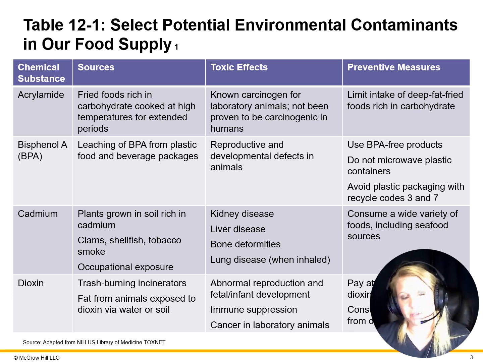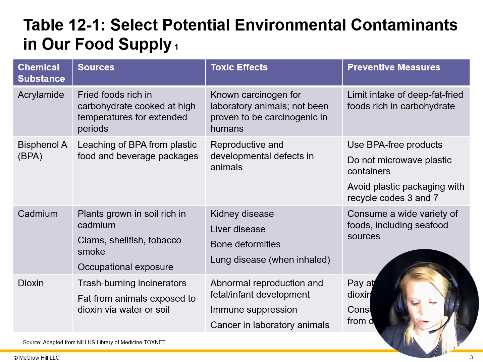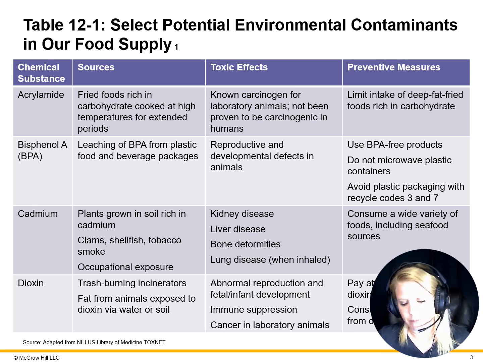So what do we do in order to prevent this? You see on the far right hand side, it says limit your intake of deep fat fried foods, especially those that are rich in carbohydrates, because it happens to be both the fat and that carbohydrate that come together at a high temperature for a longer period of time during deep frying that creates acrylamide. And so I want you to just continue to read through this, not necessarily memorizing it verbatim, but do read through it, have a general understanding of what this is, the toxic effects, and some of the preventative measures that you can take as a consumer in order to limit your exposure.